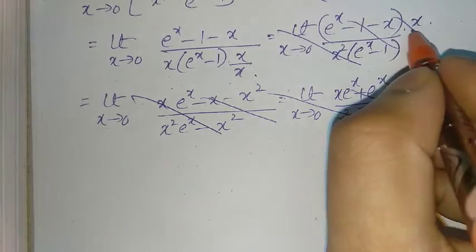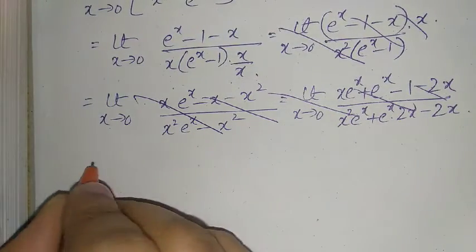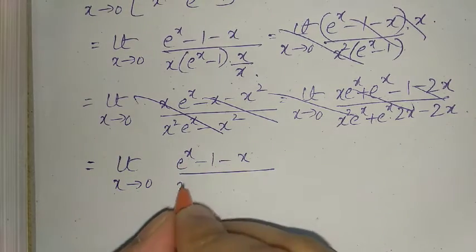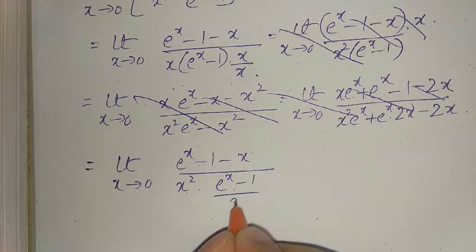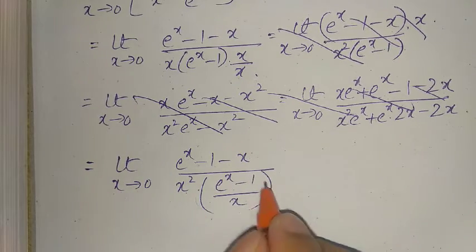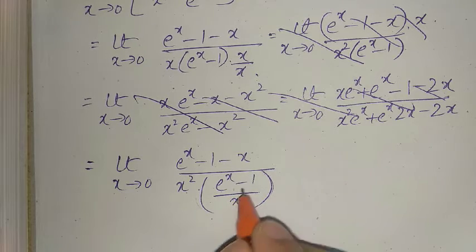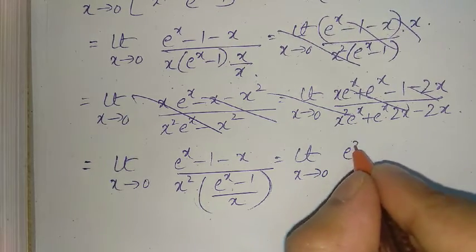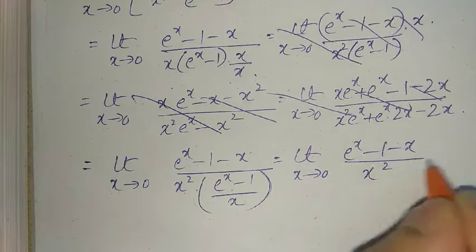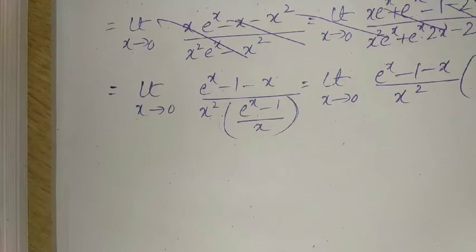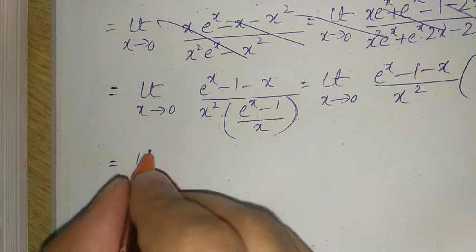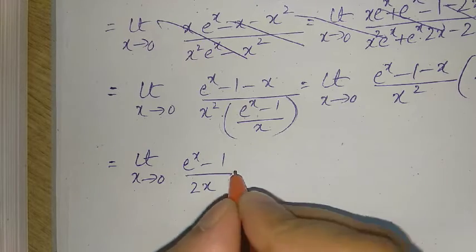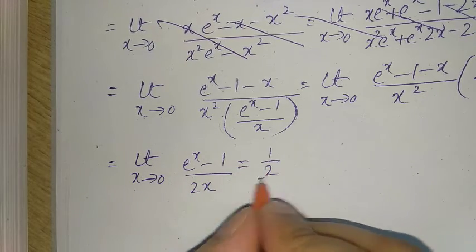Okay, so in this step itself, if I write this step again, what we will get is e to the power x minus 1 minus x by x square into e to the power x minus 1 by x. So if you apply the limit only on this part, you will get nothing but log of e, which is equal to 1. So our final expression is limit x tends to 0, e to the power x minus 1 minus x by x square. Okay, this is in 0 by 0 form, so we will use L'Hopital's rule. When we use it, we get e to the power x minus 1 by 2x. Okay, so the answer is 1 by 2.